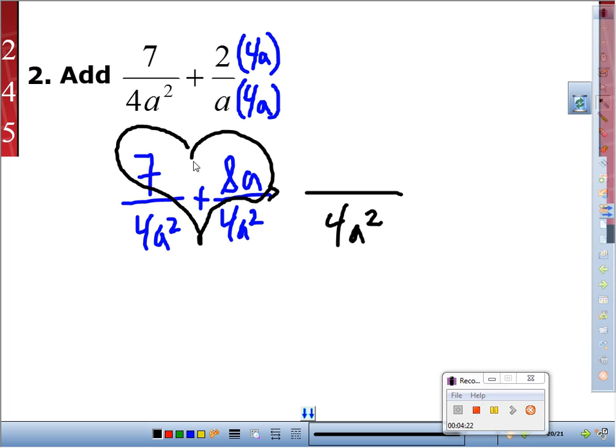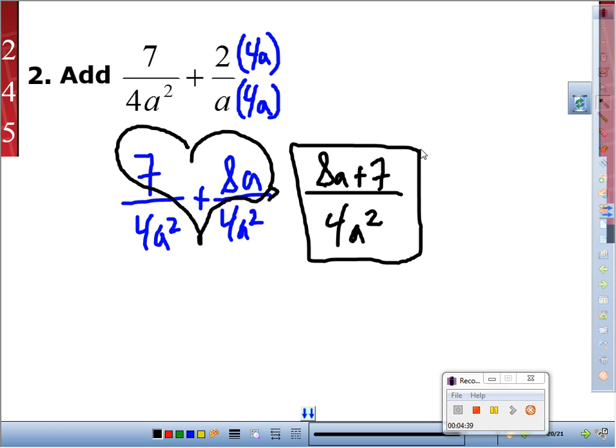So therefore, can we combine these two right here? No, but I'm going to write it in standard form. What goes first? 8a plus 7, and we're done, since we can't do anything else. Copy that, and that's it. Are we there?